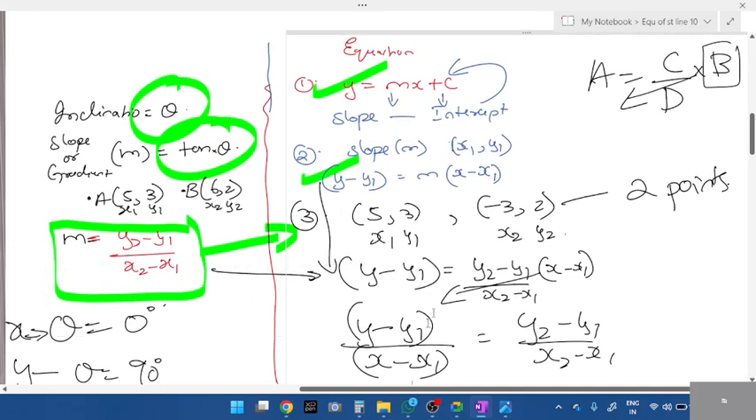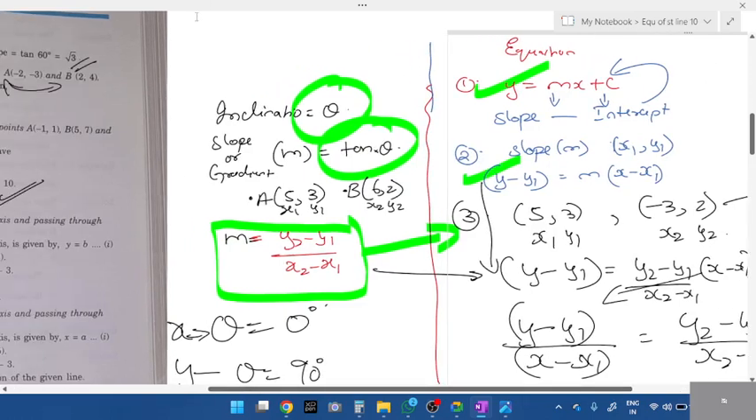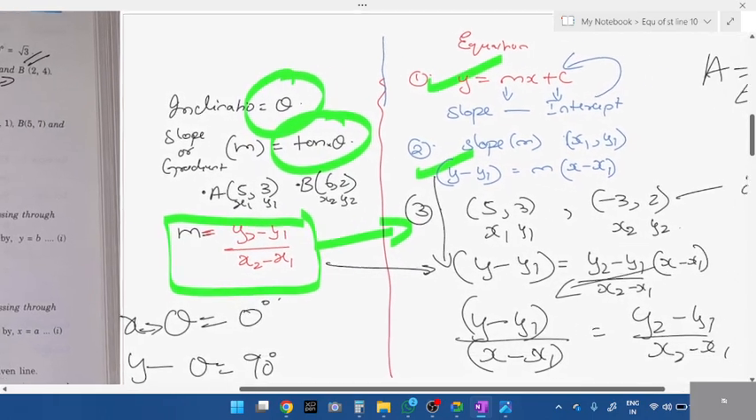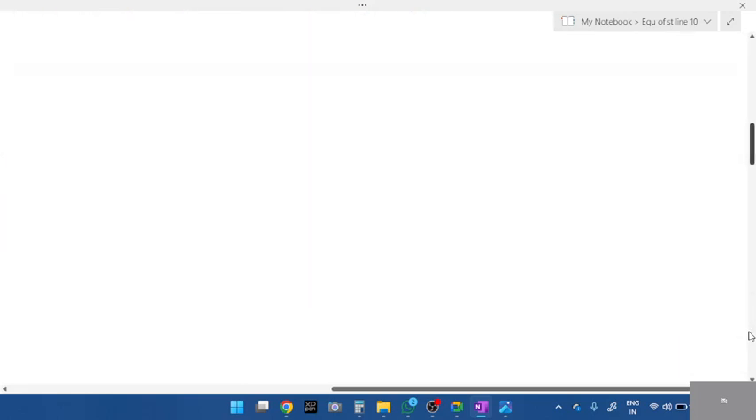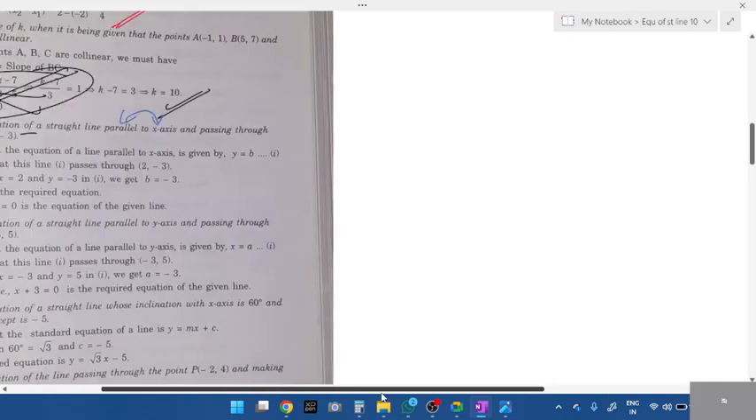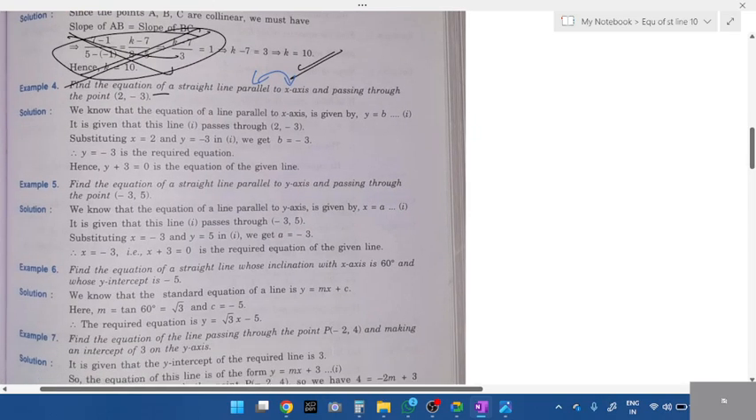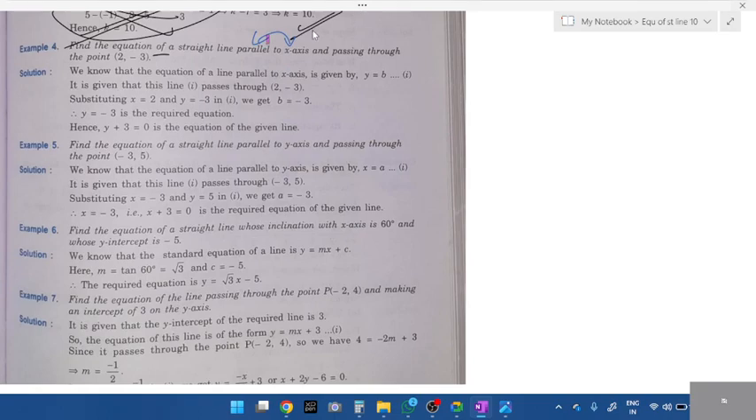x1, y1, x2, y2. Fine, let us solve the questions. And we have two more questions left, perpendicular and parallel. Even that is a simple concept. If those two are done, this exercise is completed. Okay, this exercise is completed. Look at the next one.